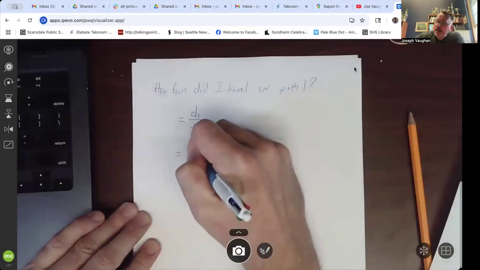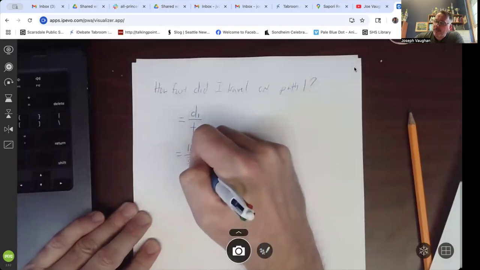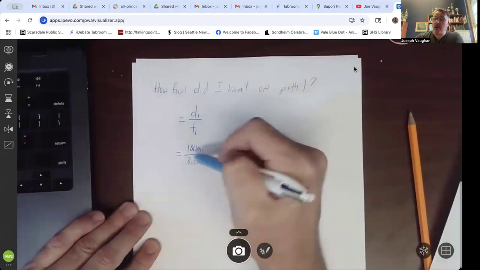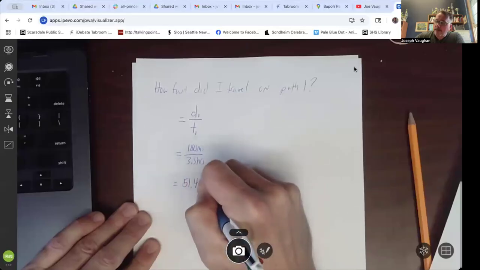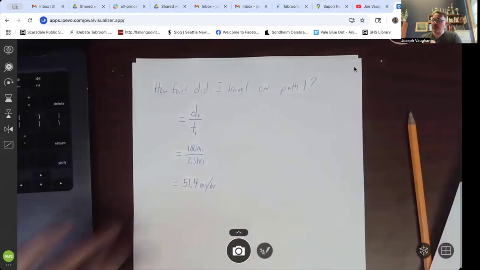And that would be 180 miles over 3.5 hours, because we always have an equation, plug in with units, and then an answer with units. That's about 51.4 miles per hour. Okay. Now, think about that. 51.4 miles per hour is how fast I traveled on path one. Something sounds off about that, right? Because that seems to suggest that at all points in time, I traveled 51.4 miles per hour along path one. And that's simply not true.